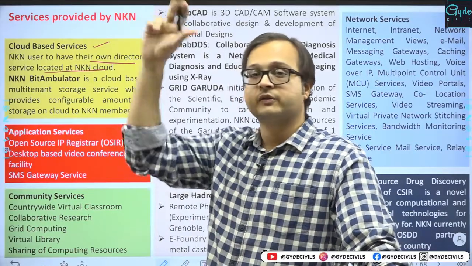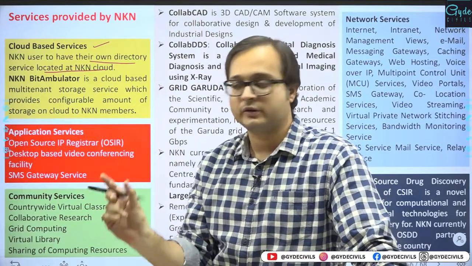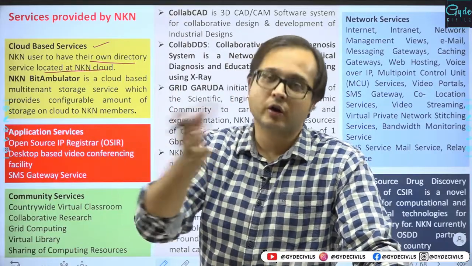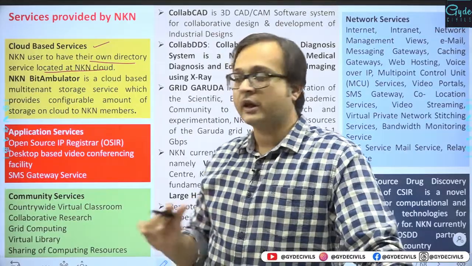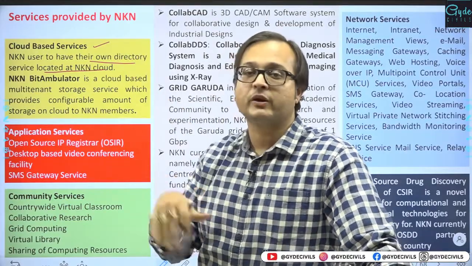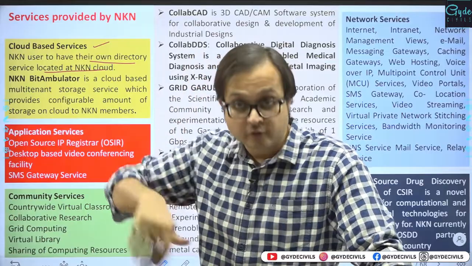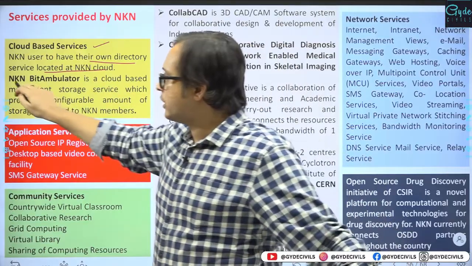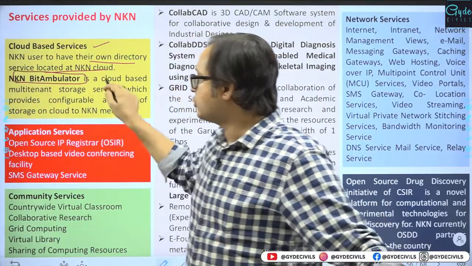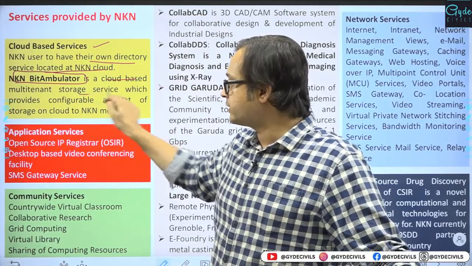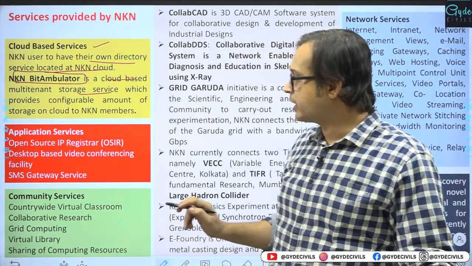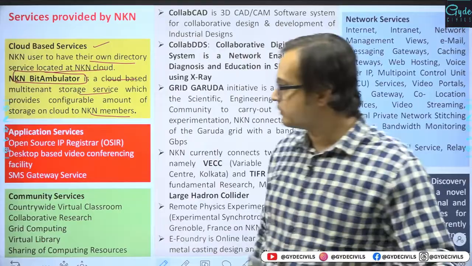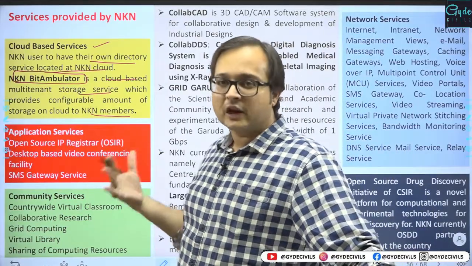NKN has created the infrastructure, and it provides software as a service to a particular college. This is your directory, you can store the content over here, which can be accessed either by the students of your area or wherever you want to utilize it. So the National Knowledge Network based cloud can help to provide software as a service, and it can also provide platform as a service to a larger organization, right? The National Knowledge Network Big Emulator is a cloud-based multi-tenant storage service which provides a configurable amount of storage to the NKN members, right? This is also software as a service, provided so as to offer large-scale cloud-based storage.